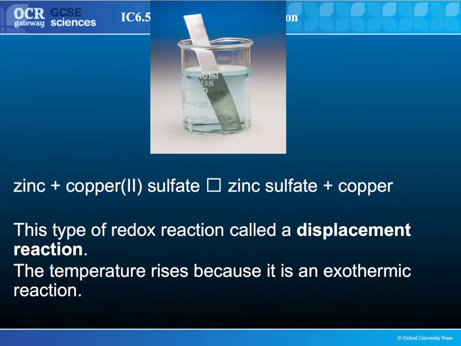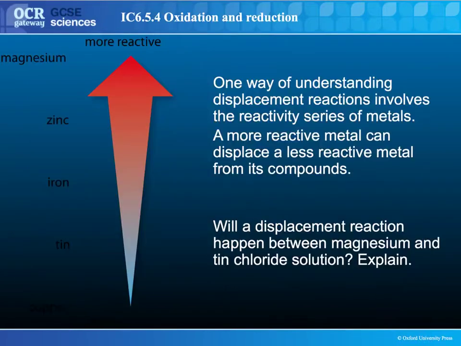Here is an example of a displacement reaction. This is zinc reacting with copper sulfate. In this reaction, zinc sulfate is made and copper. It is a redox reaction because one of these things is oxidized and one of them is reduced. In this occasion, zinc is losing electrons, so it becomes oxidized, and the copper is gaining electrons, which means it becomes reduced. It's an exothermic reaction as well because it rises in temperature.